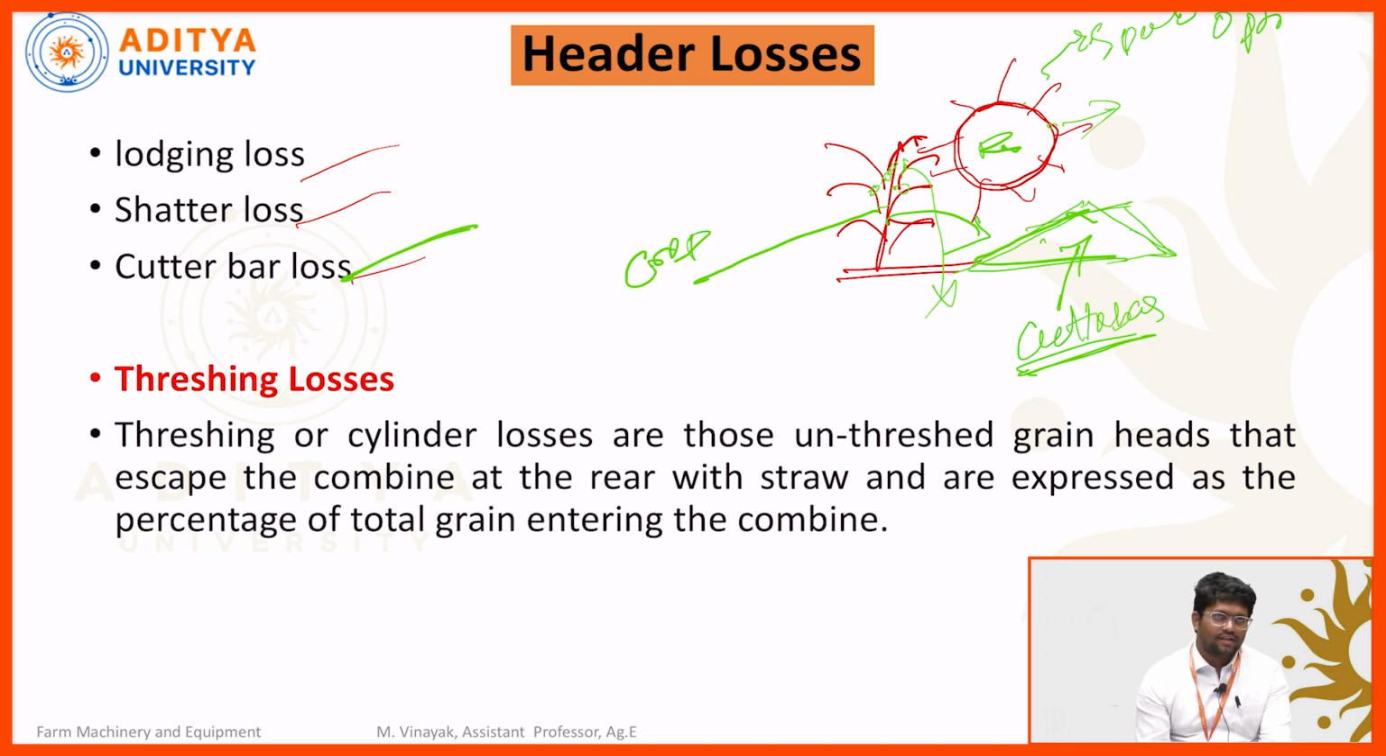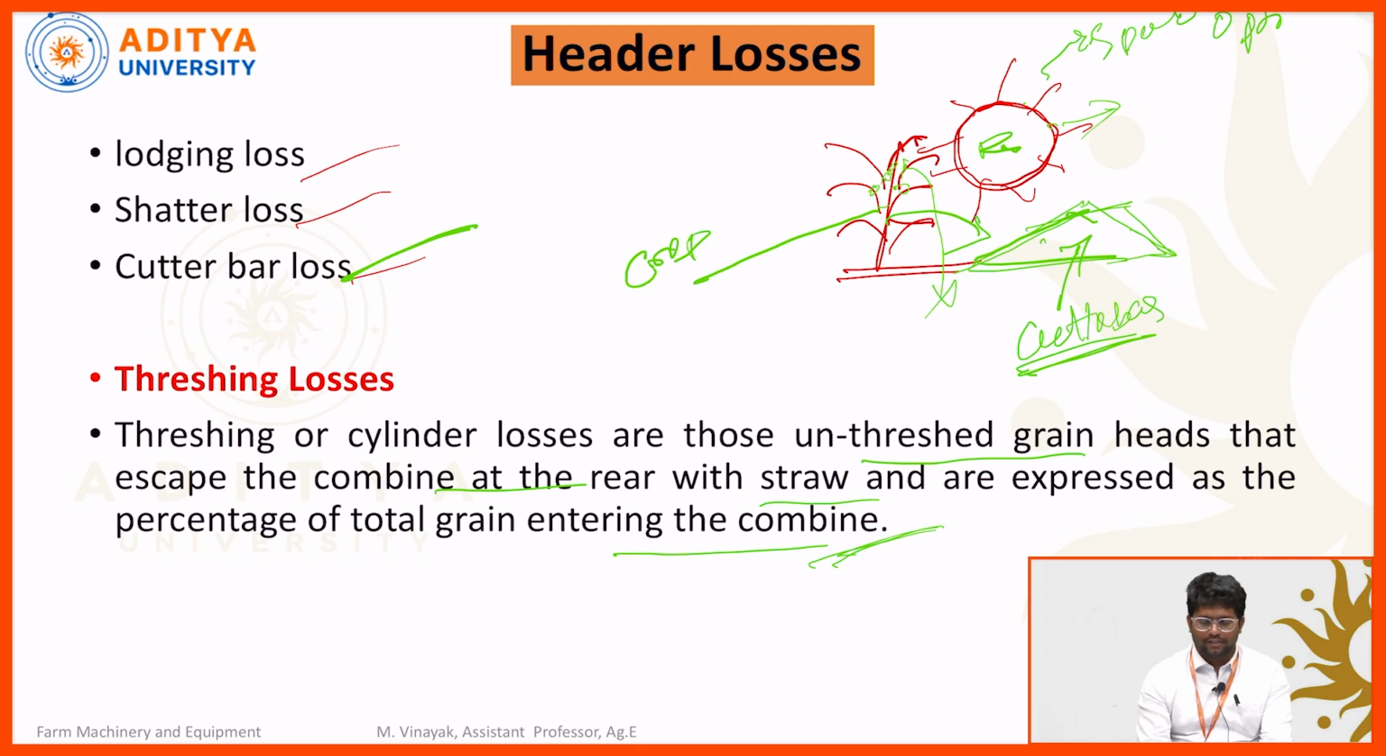Let us move on to the threshing losses. Threshing is nothing but separation of grain from the chaff material. Some of the crop material is not threshed by the threshing chamber, so it will cause threshing loss. Threshing or cylinder losses are those unthreshed grain heads that escape from the combine with the straw material. It is expressed as a percentage of total grain entering the machine. Some unthreshed grain passes through with the straw material, so that is considered as threshing loss. In the last class we discussed threshing efficiency and some formulas also, so that comes under threshing losses.